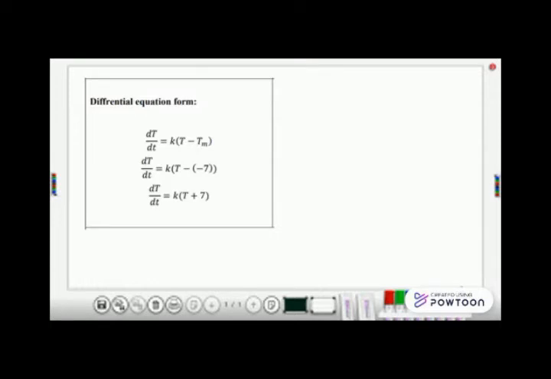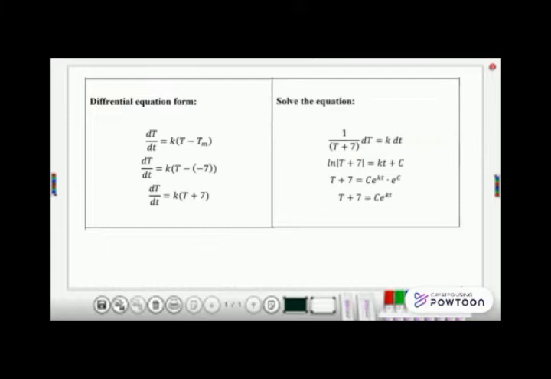Next, we write it in differential equation form, and then we have dT over dt equals k(T minus Tm), where Tm is negative 7. So the differential equation form will be dT over dt equals k(T plus 7).